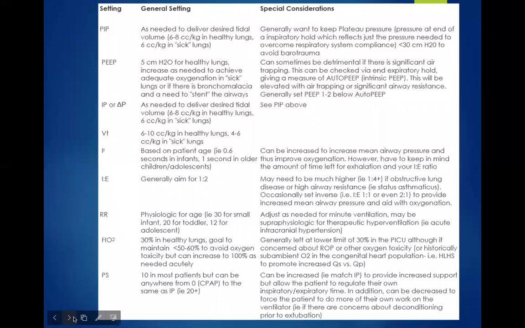So if you have a small infant, we usually start about 30, 20 for a toddler, about 12, usually maybe a little bit higher, 12 to 15 in adolescence. And then our FiO2, our goal is to try to get to 30%, and pressure support is usually about 10 in most patients.